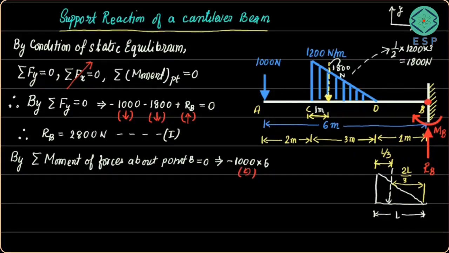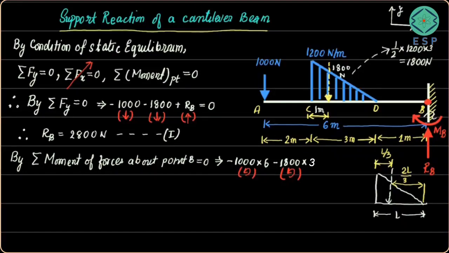Next, due to this point load 1800, the beam is going to rotate in the anti-clockwise direction, and the distance of this particular force from point B is, this is 1 meter, and then this is 3 minus 1, that is 2 meters. So 2 plus 1, 3 meters. So again minus 1800. So this is also, friends, negative because of anti-clockwise rotation of the beam.